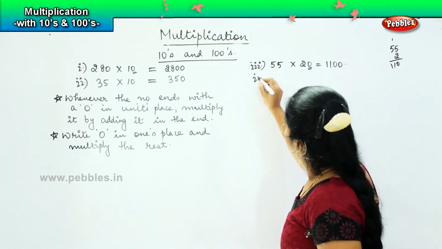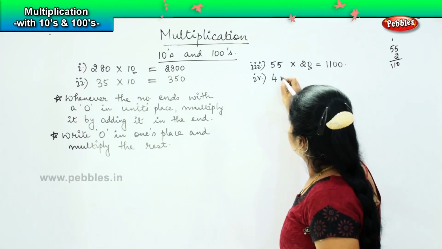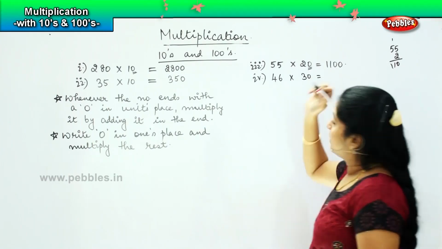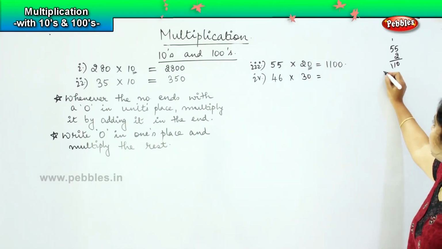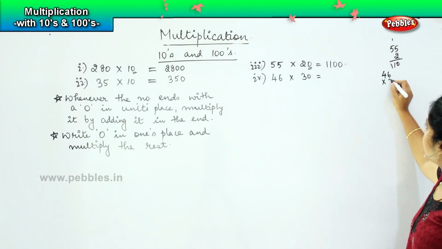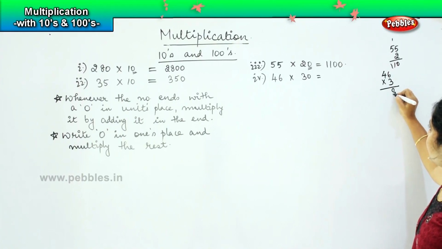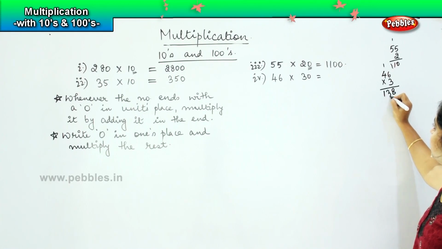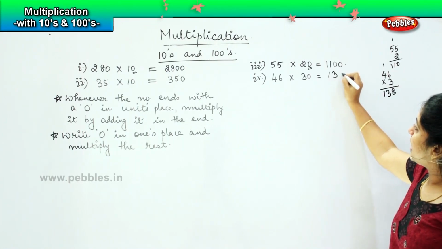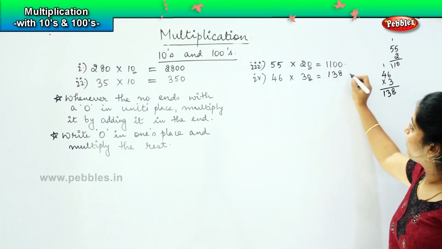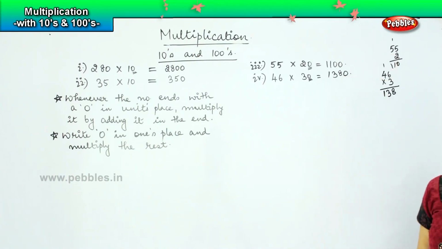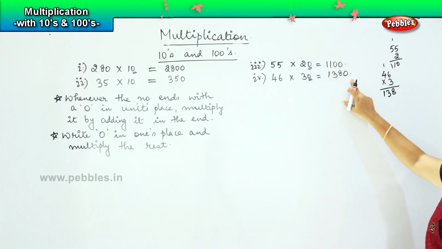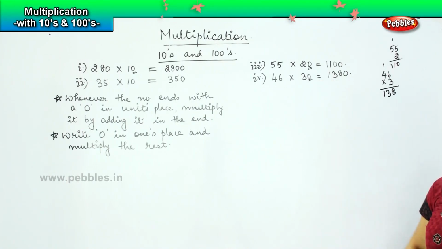Similarly, if I have a question, say 46 into 30. So how will I write here? So 46 into 3. So 6 3s are 18, 1, 4 3s are 12, 12 plus 1 is 13. So 138, and this 0 I will be adding here. So how many zeros are there towards the unit place? That many zeros we will be adding towards the end of our answer.